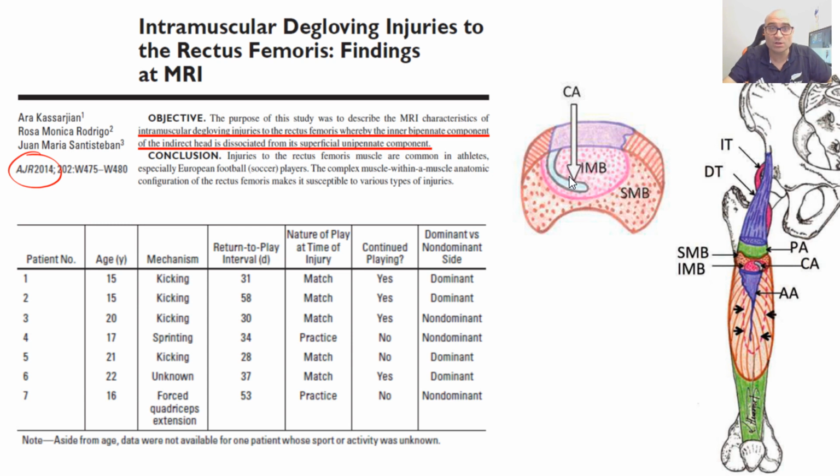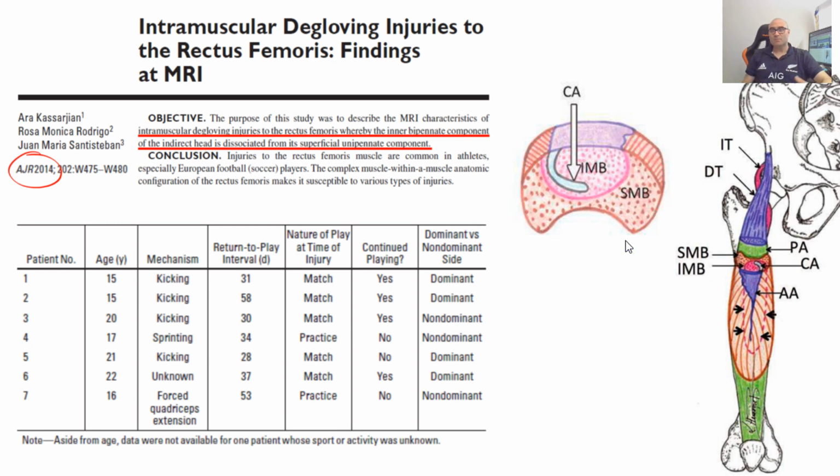So it's not the problem in the rectus femoris. It's not the problem in the central tendon or the central aponeurosis. It's not the problem in the fibers attached to that central aponeurosis. The problem is between this inner muscle belly and superficial muscle belly. So this pink area is disattached from this brown and dotted area.